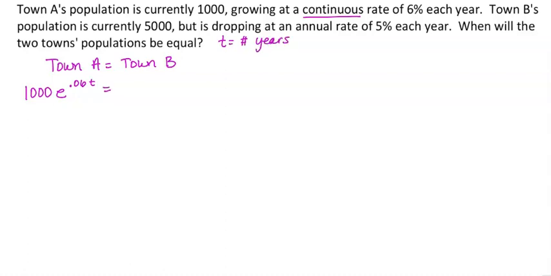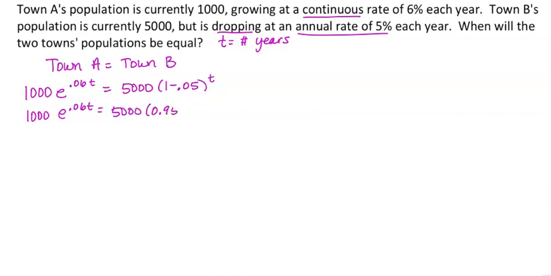For Town B, the population is currently 5,000, so we'll use that as our initial value, but it's decreasing at an annual rate of 5% per year. So I'm going to think about my 1 plus r setup from earlier in chapter 4. So 1, my rate, it's a decrease of 5%, so I'm going to subtract 0.05, to the power of t, where t is our number of years.